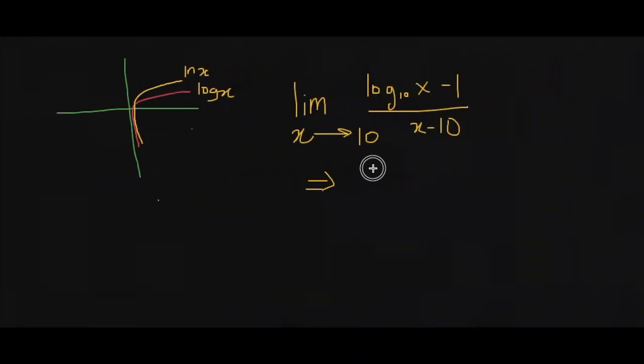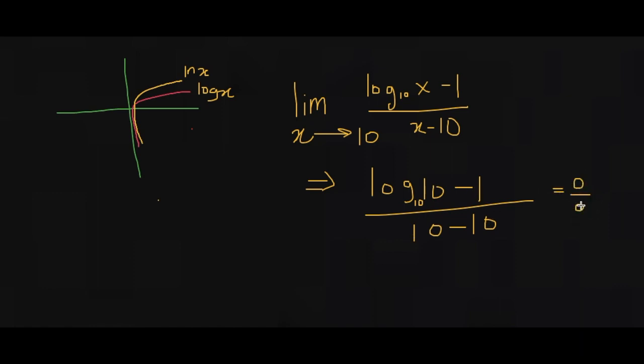The first thing we're going to do is just try plugging in the numbers directly. Log of 10 with a base of 10 means 10 to the power of what will give you 10. The answer to this expression is 1, and that gives us 1 minus 1 on the top and 10 minus 10 on the bottom, which gives us 0 over 0. This is indeterminate, so now we will try using L'Hopital's rule and differentiating the top and the bottom independent of one another. 1 over x ln 10 divided by 1.